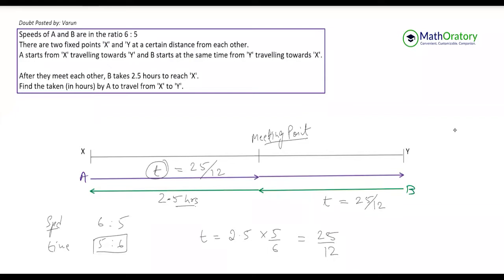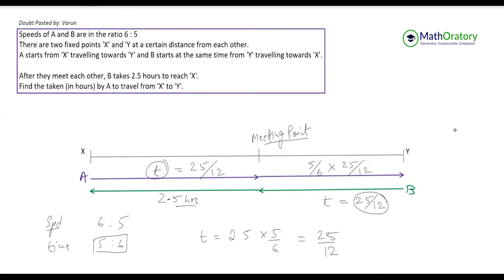Again, the same idea. Whatever time B took to travel this segment of the length of the track, A should have taken 5/6 of that time. So A takes 5/6 of this 25 by 12 to cover this remaining segment. If you just try to solve this in the fastest possible manner, you can do it in this way.